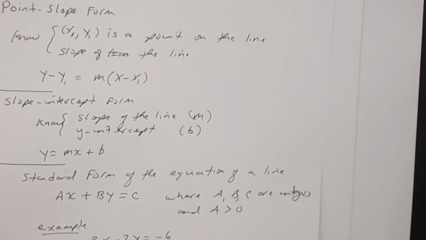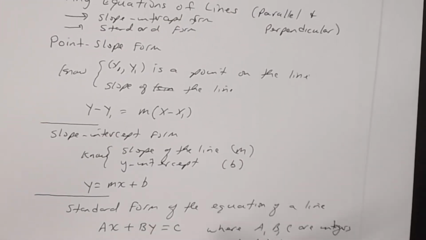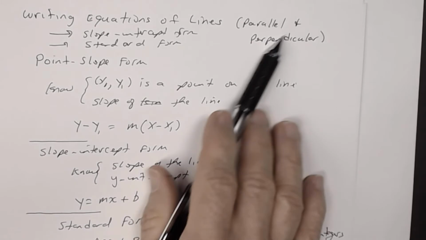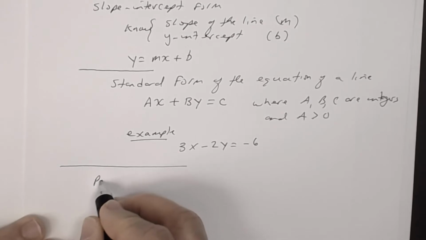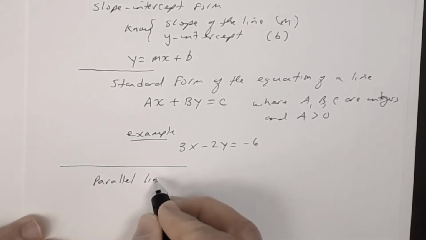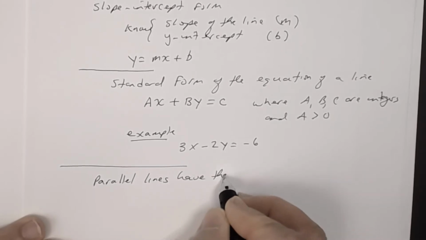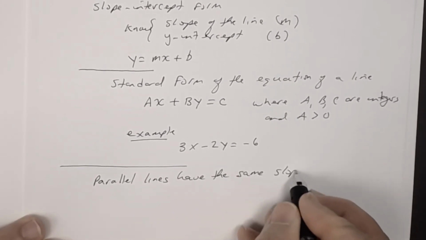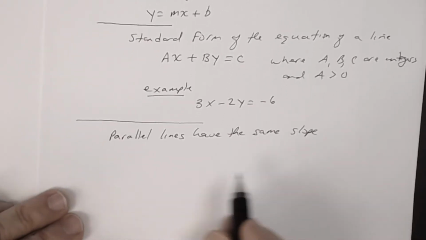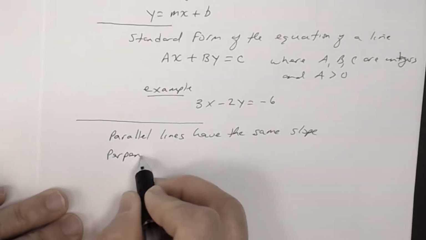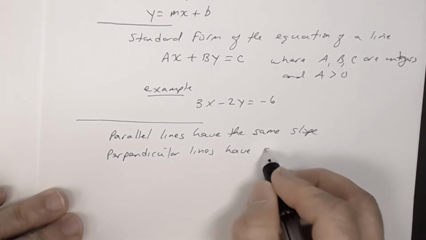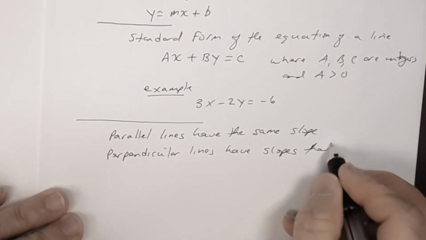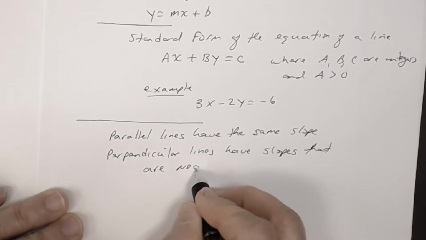All right, so let's look at the next idea you need to remember in order to be successful in this lesson. You have to remember that two lines that are parallel have the same slope. Parallel lines have the same slope. You also need to know that perpendicular lines have slopes that are negative reciprocals of each other.